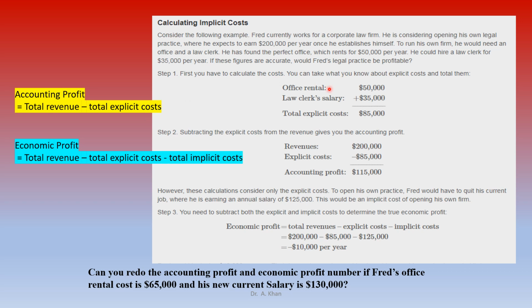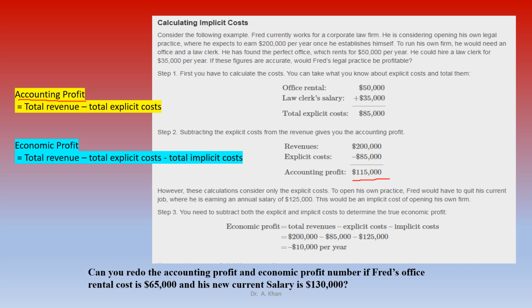So if Fred rents that space, that will have a receipt, right? Rental payment receipt. So that expenditure will be $50,000. That's explicit because it has a receipt. And then the part-time legal clerk salary will be $35,000. That will have a payment receipt of wages and salaries. So together it will be $85,000 of explicit cost for Fred, and his total revenue would be 200,000. So 200,000 minus 85,000, his accounting profit will be $150,000.